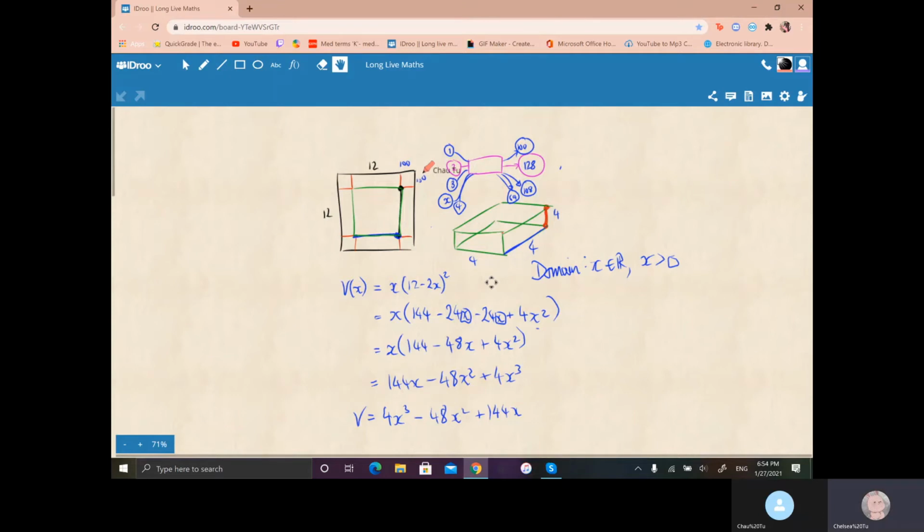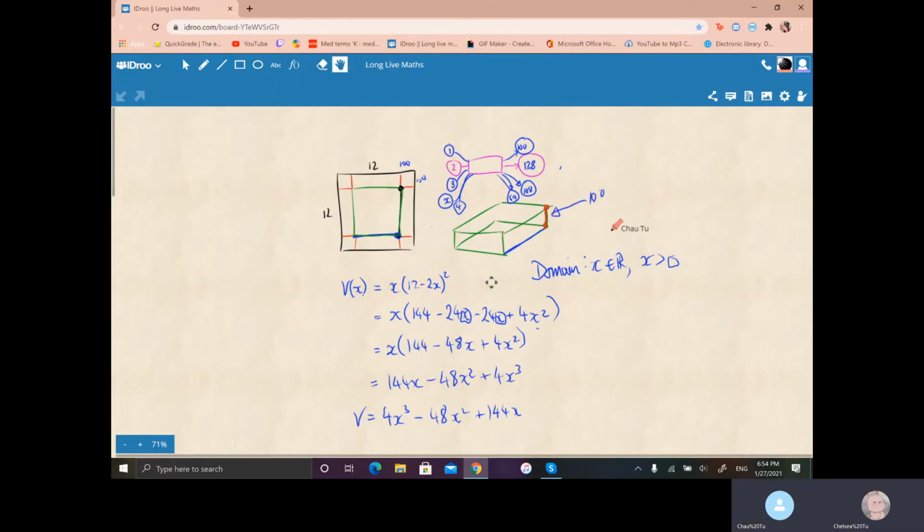100 times 100 is 10,000, right? Hang on, I'm going to cut it at 1,000. What's the height? What's this red height here, Chelsea? 100. Yeah, 100.